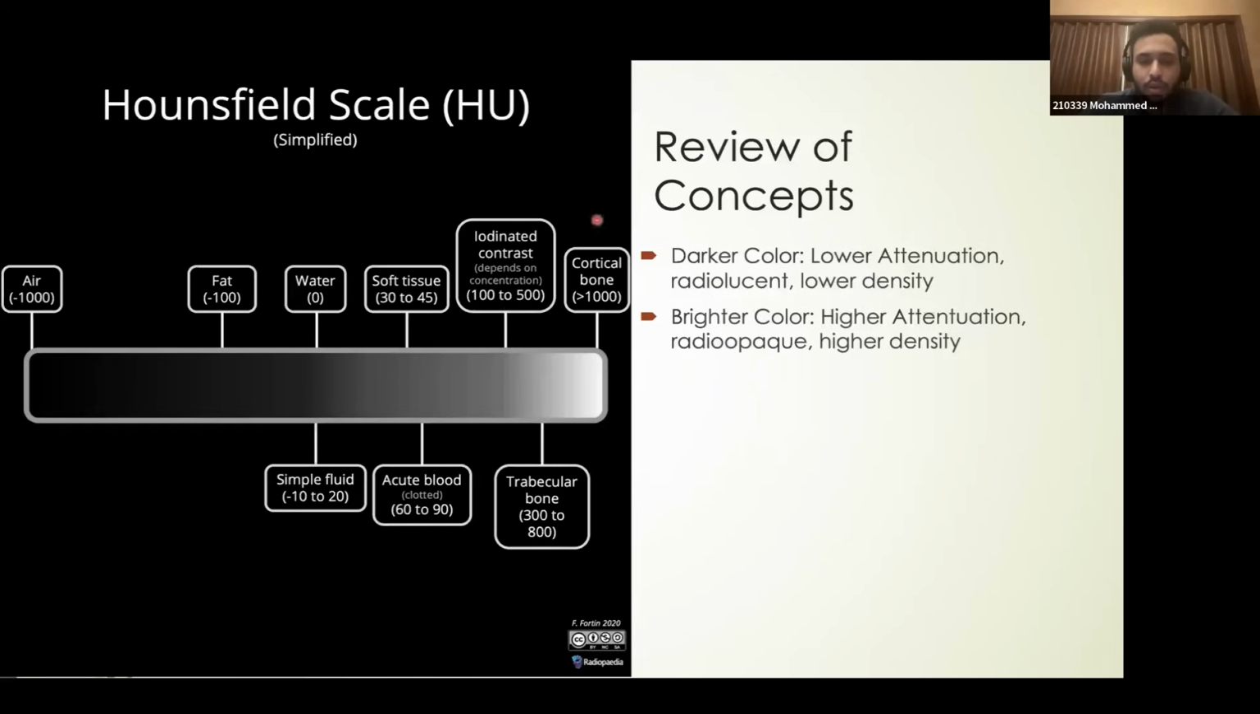Then you have cortical bone, because it's calcified, it will take up more of the radiation. So it will be higher attenuation and more dense. Another term you can use is radiolucent if it's darker, or radio-opaque if it's brighter, but it's not commonly used as, for example, density.